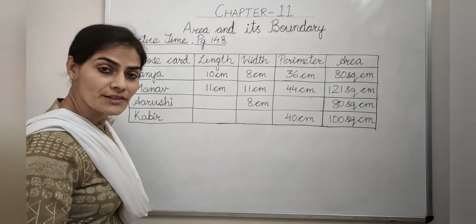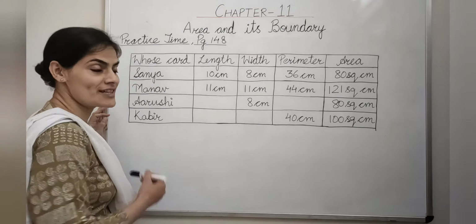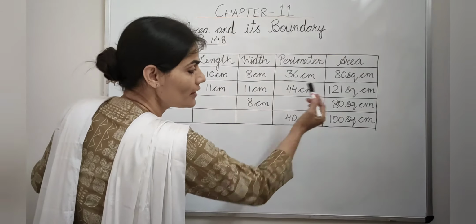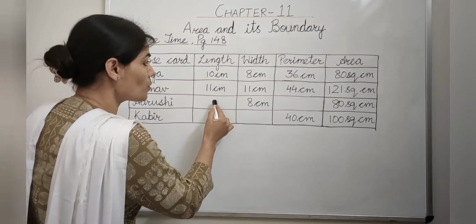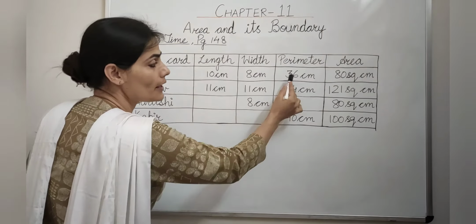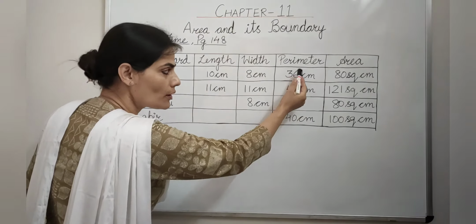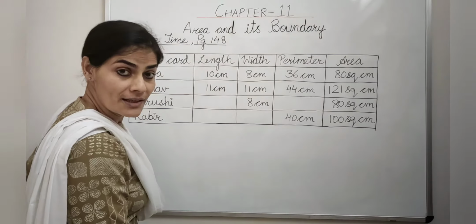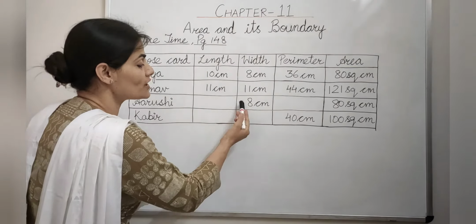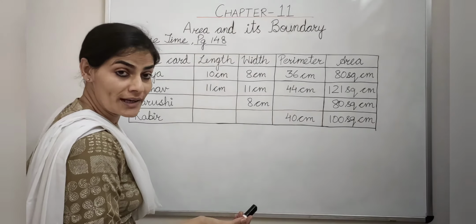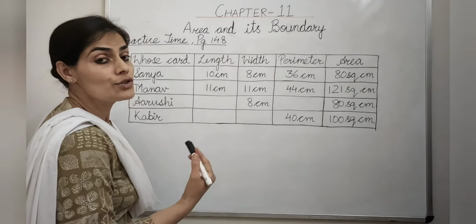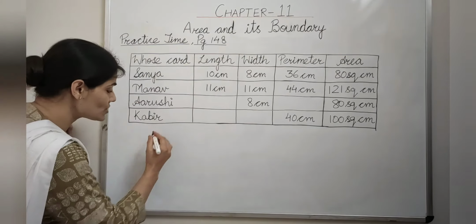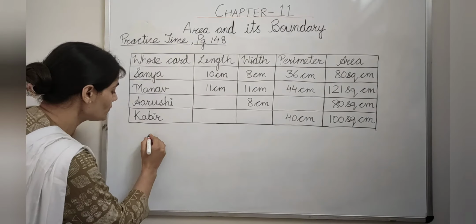Let's see what information is given for Arushi's card. We know the width of the card. We know the area of the card. And we are required to find the length and the perimeter. We cannot find the perimeter directly with these two things. Why? Because for finding the perimeter, we need to know both the dimensions, because the formula for finding the perimeter is 2 times the sum of length and breadth.